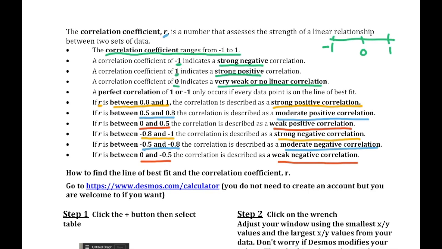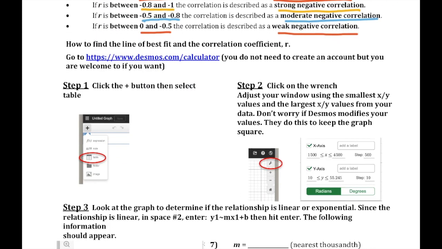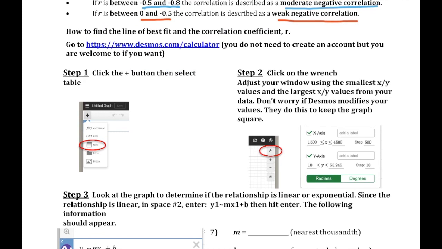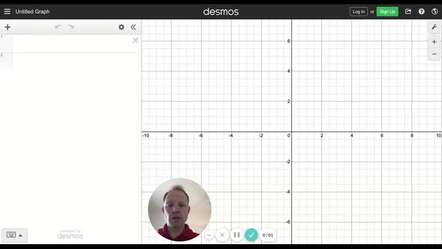So how do we find the line of best fit and the correlation coefficient R? Well, it's tough by hand, as we've talked about before, but we can use the Desmos.com calculator again to help us find the line of best fit and the correlation coefficient. And so I'm going to switch my screen here. You could see what we're going to see by looking at our paper, but I'm going to switch over to the Desmos.com calculator and walk you through the steps. Okay, so here's our Desmos calculator.